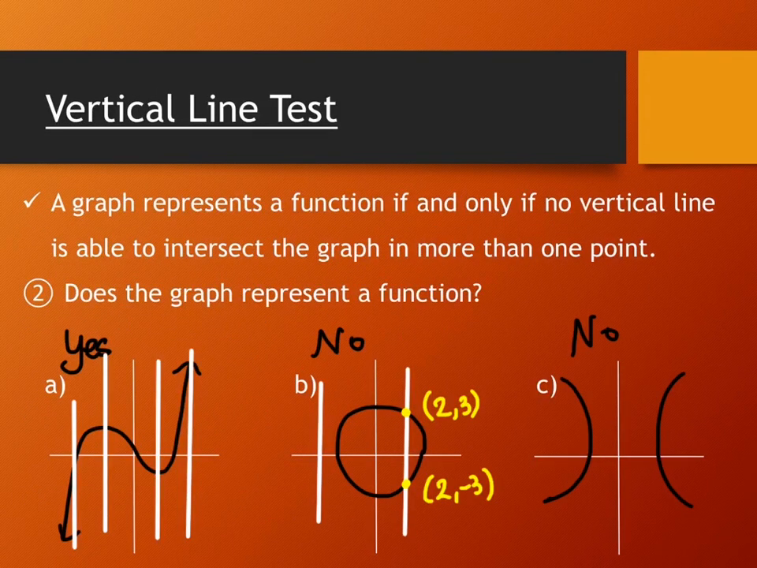And of course, C does the same thing, right? There are places where I can draw vertical lines on C that cross the graph twice. And if it crosses the graph twice, it's assigning one x value to 2 y values. Would it have to be exactly twice?